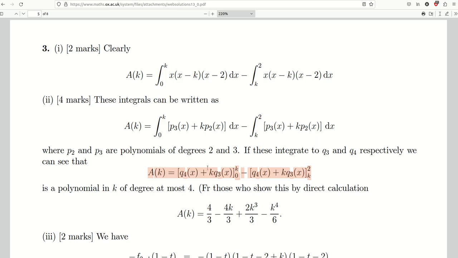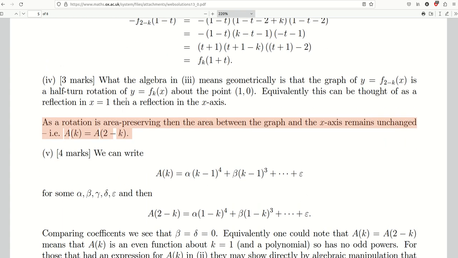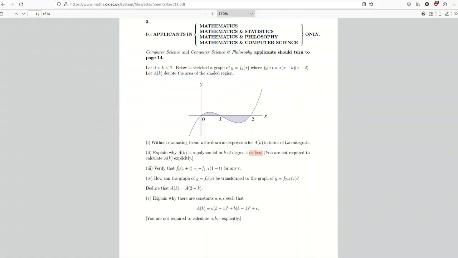What are they saying here? Do they go into much detail about why that's justified? No, it's literally just mentioned as a comment at the end. I think it's direct. They've just said, because they've described it as a rotation, a reflection, and a reflection, it's area preserving. They just set it down like that. Good, because I would do the same thing. I would just say it's obvious now.